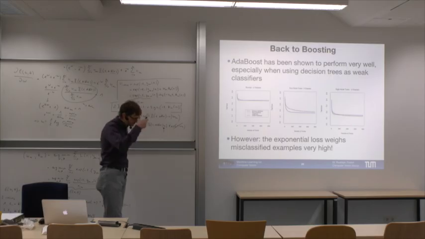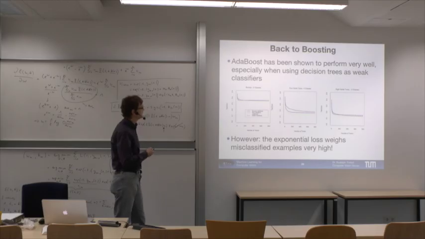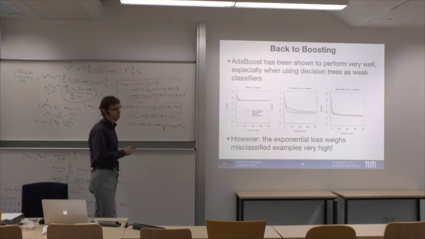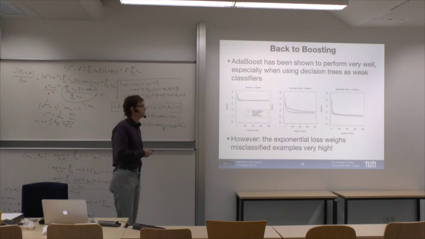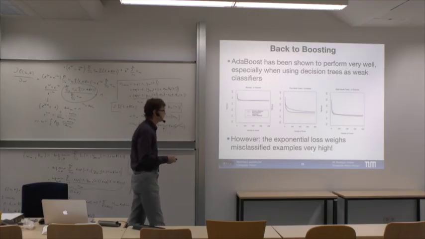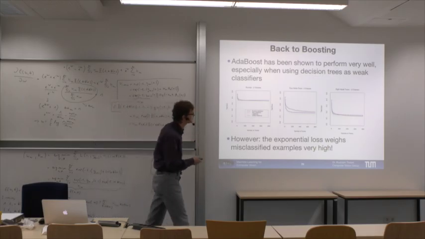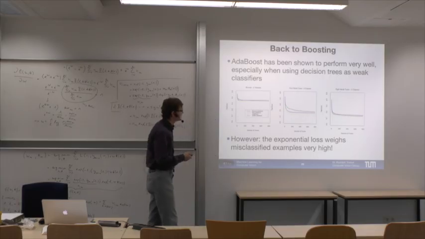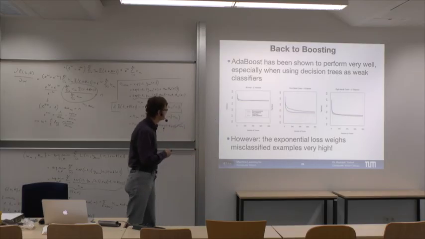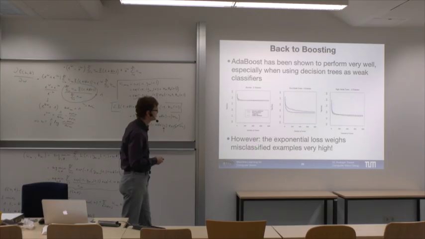Okay. Now back to boosting. We have seen that AdaBoost performs very well, especially when we use decision trees or decision stumps as classifiers. However, if we look at the loss function that we actually minimize, which is the exponential loss function, the misclassified examples are weighted very highly. Where can you see this? The black curve here is AdaBoost, and this is the number of training rounds, and this is the test error.